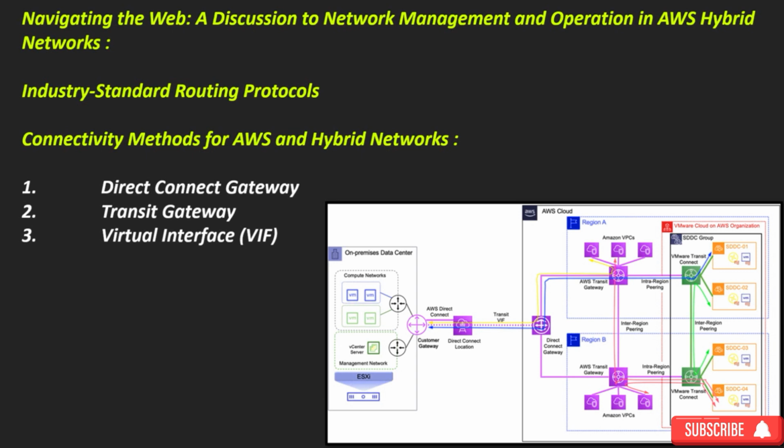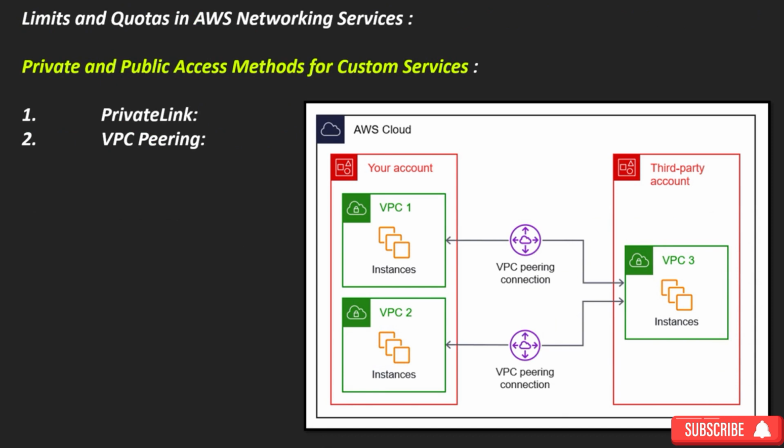The third is the VIF, that is, a virtual interface. Virtual interfaces are essential for establishing connections between on-premises data centers and AWS, ensuring secure and dedicated network links too. Understanding the nuances of each connectivity method empowers network administrators to design and implement resilient network architectures.